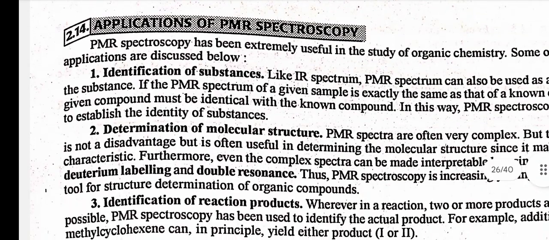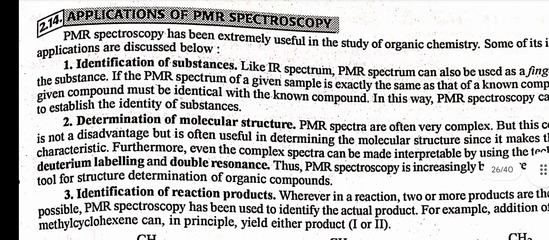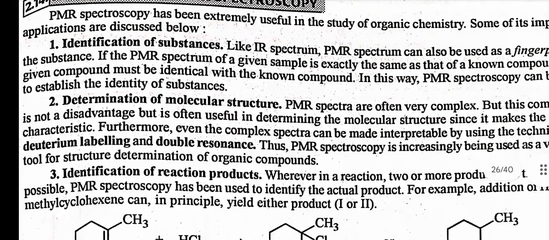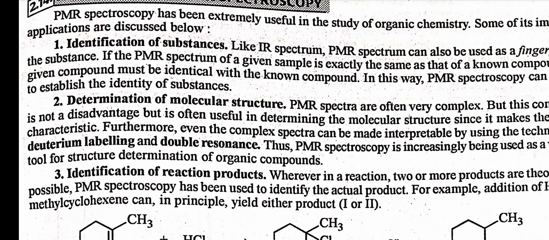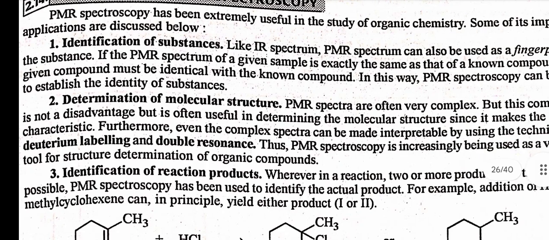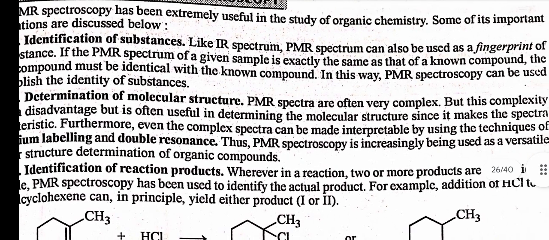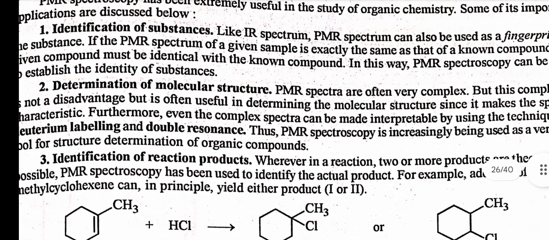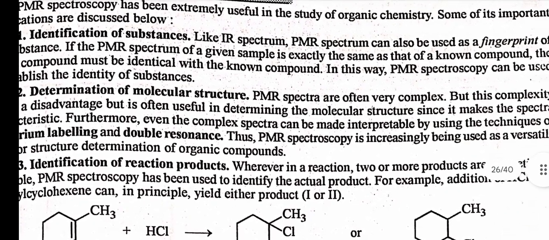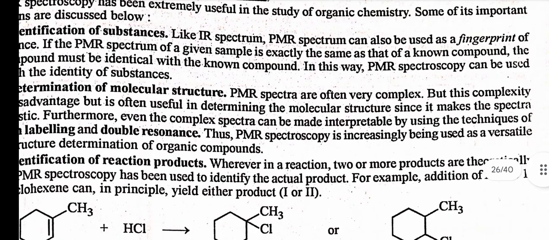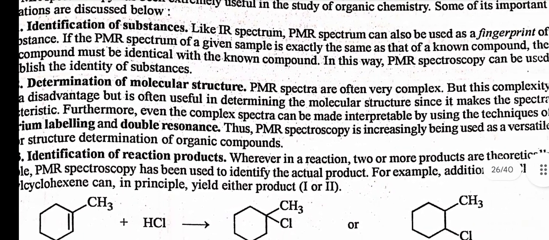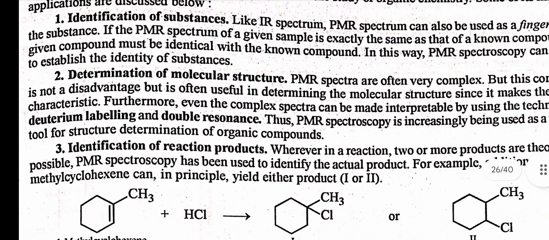Applications of PMR spectroscopy. PMR spectroscopy has been extremely useful in the study of organic chemistry. Some of its important applications are discussed below. Identification of substances: like IR spectrum, PMR spectrum can also be used as a fingerprint of the substance. If the PMR spectrum of a given sample is exactly the same as that of a known compound, the given compound must be identical with the known compound. In this way, PMR spectroscopy can be used to establish the identity of substances.